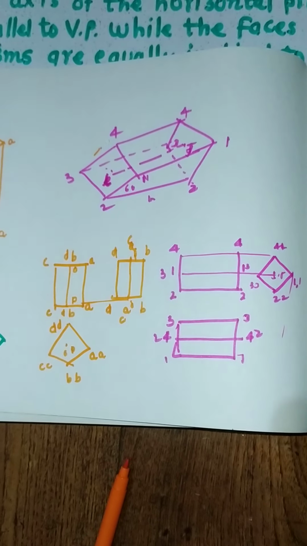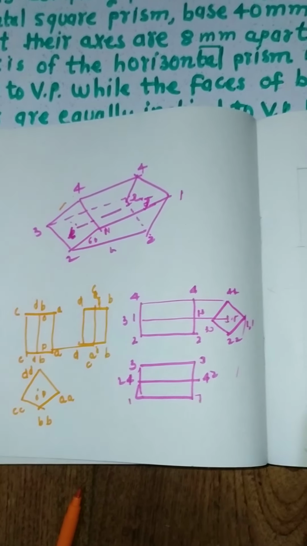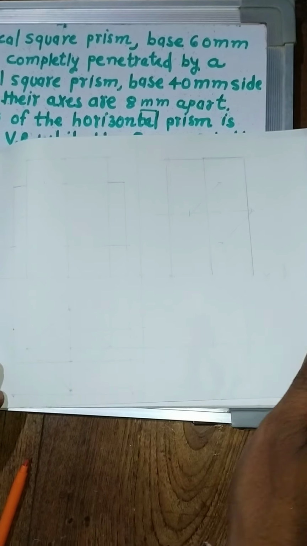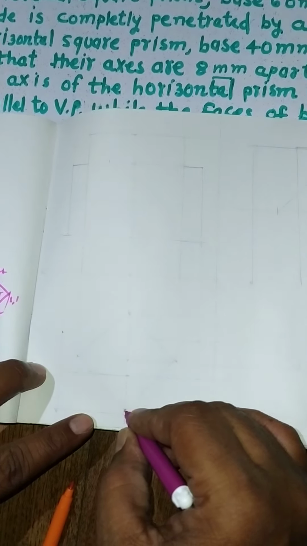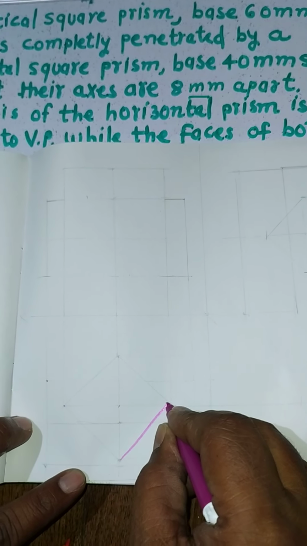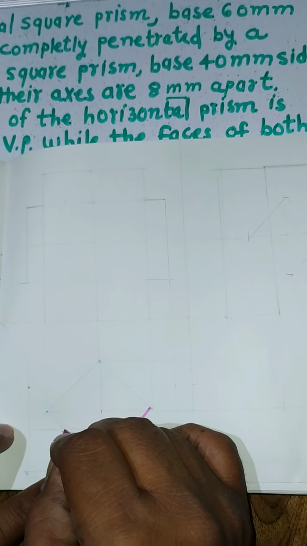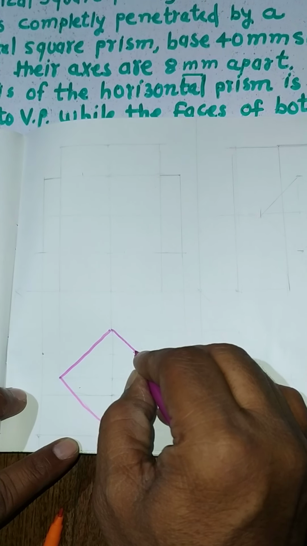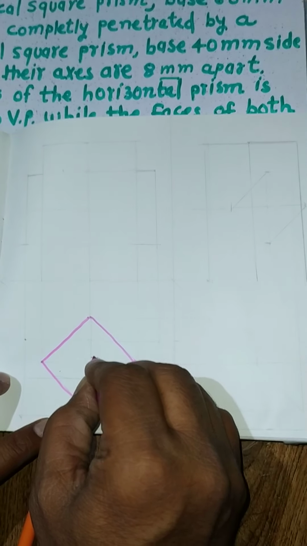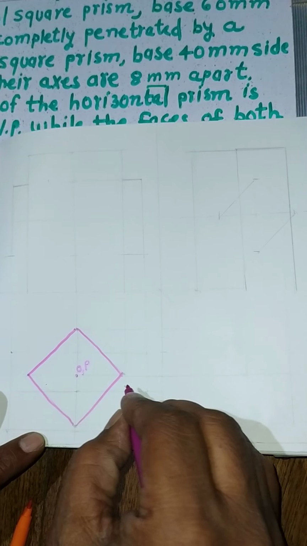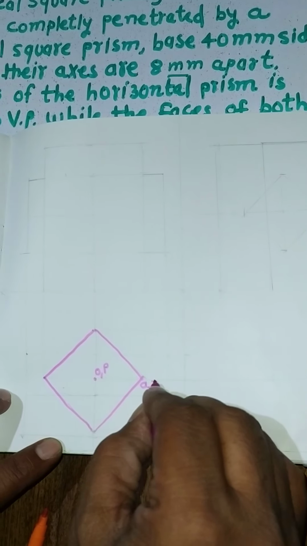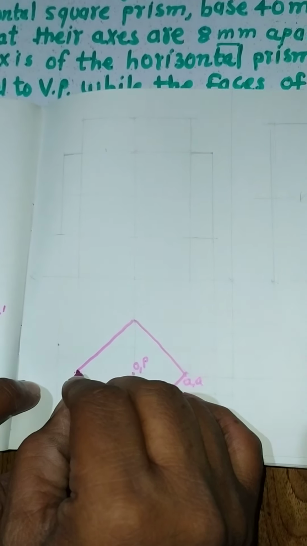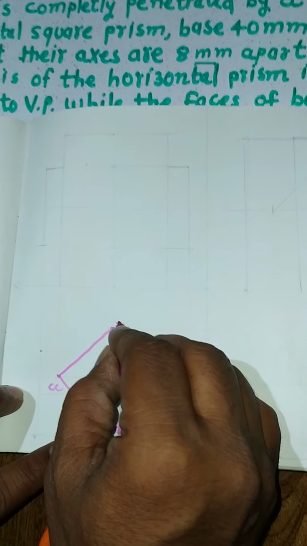Now let us start to draw the fair sketch. First, what is the first step in the intersection of solids? First, we have to draw the top view of the vertical member at 45 degrees. So I am drawing the top view. This is the center point OP. Here I will name these as AA, BB, CC, DD.